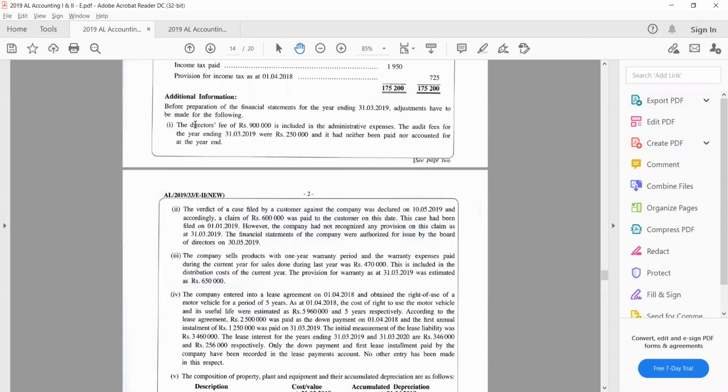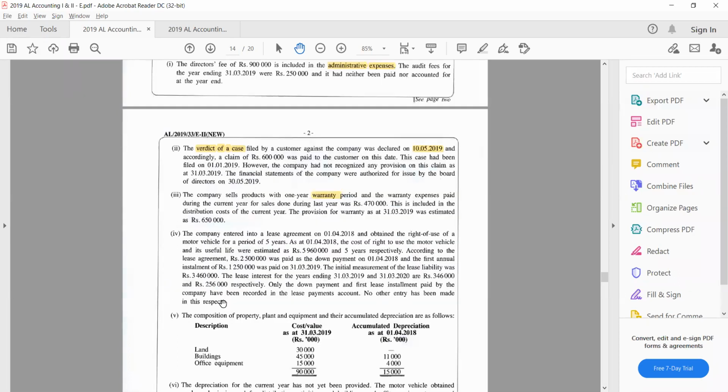First one is about director's fee, which is under administration expenses. Then we have a verdict of a court case. The final verdict of a court case was declared, and we have paid on 10th of May 2019. So it is an event after the reporting period. Number 3 is about the warranty. So we have to make a warranty provision.